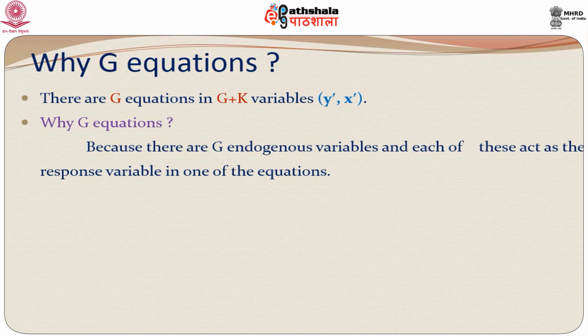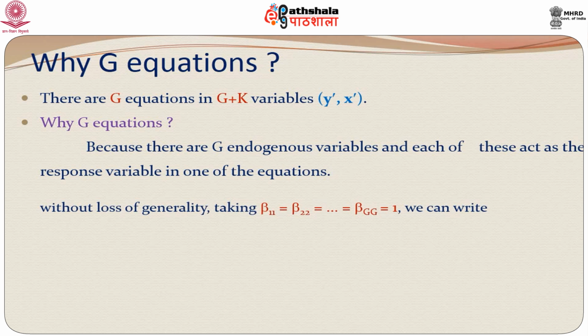So, maybe the first equation has y1 as the endogenous variable. Assuming that beta 1 1 equals 1, we can write y1 as minus beta 1 2 y2 minus dot dot minus beta 1 g yg, and the x's x1, x2, xk, and then the disturbance component. So, you see that in this case we have made the first endogenous variable as the subject or the response, and the g minus 1 endogenous variables from y2 to yg as the independent variables along with x1, x2, xk.